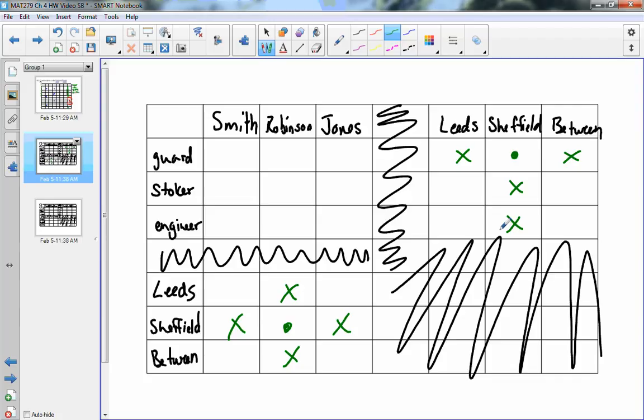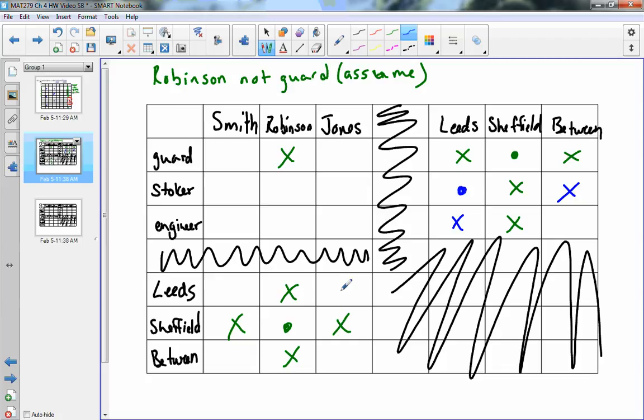Now, what some of you said then was, because of the way they worded it, Robinson cannot be the guard, because they said that they lived in the same location and because of that wording. So if we say that, then okay, Robinson cannot be the guard. So that is an assumption we made. If we look at the next part of this sentence, the businessman Jones and the stoker live in Leeds. So the stoker lives in Leeds, and the businessman Jones lives in Leeds.